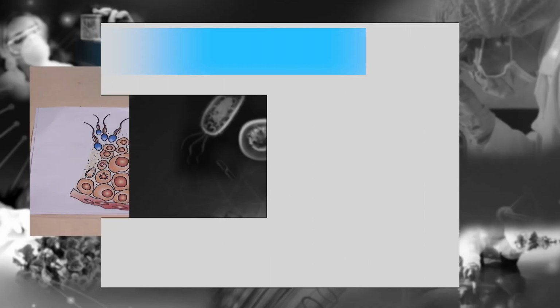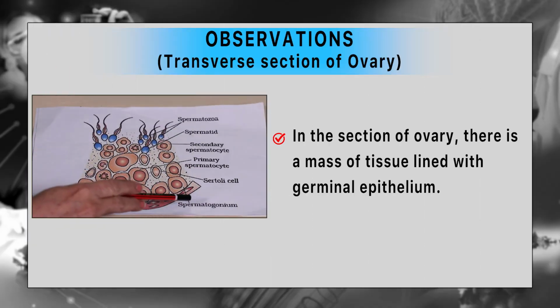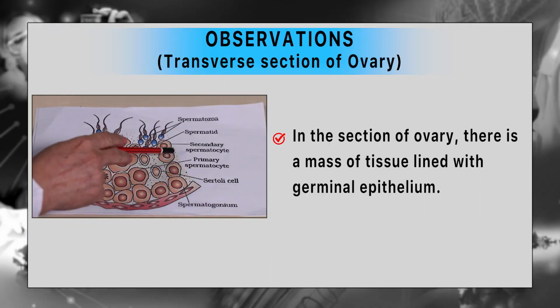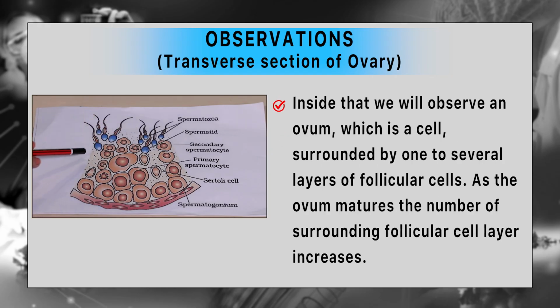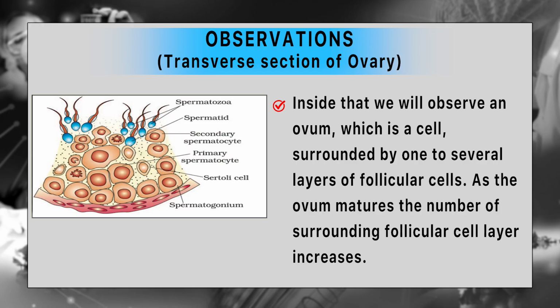Now let us observe TS of the ovary. In the section of ovary, there is a mass of tissue lined with germinal epithelium. Inside that, we will observe an ovum, which is a cell surrounded by one to several layers of follicular cells. As the ovum matures, the number of surrounding follicular cell layers increases.